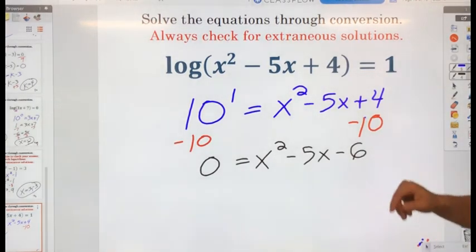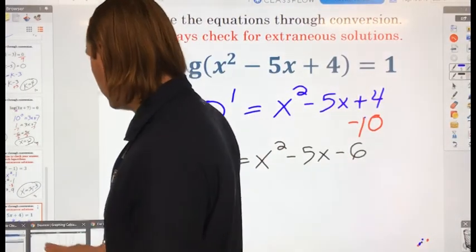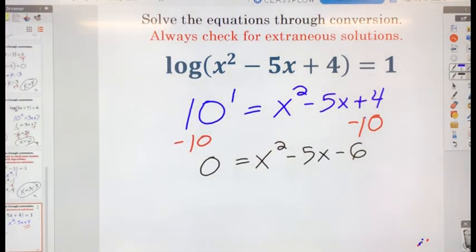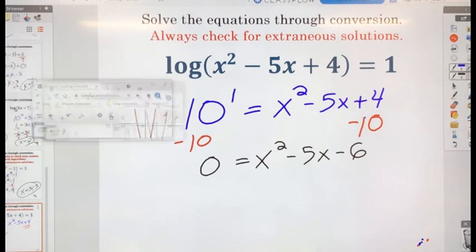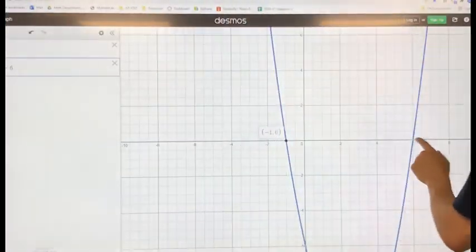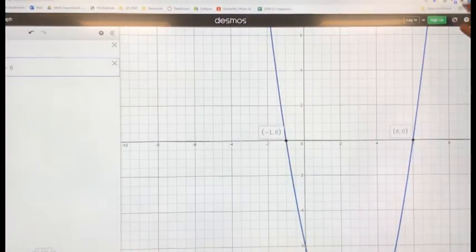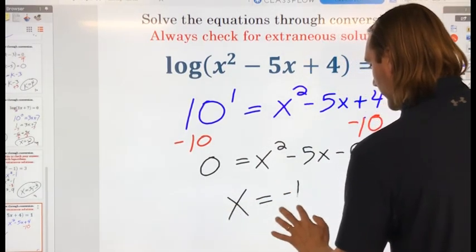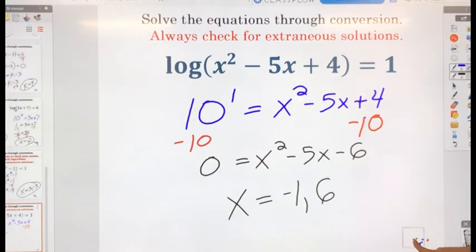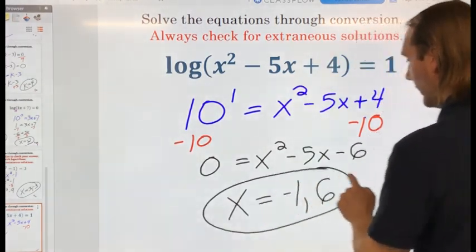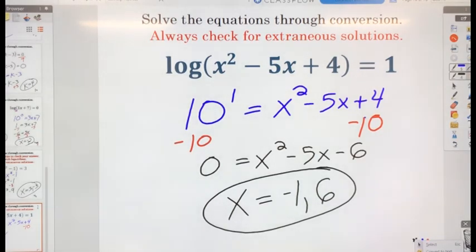Now, let me go ahead and graph this quadratic. And I see my solutions are -1 and 6. So x equals -1 and 6. Or does it? We should plug it in to check. I tell you they both will work. So x does in fact equal -1 and 6.